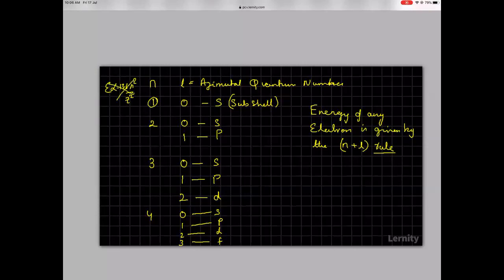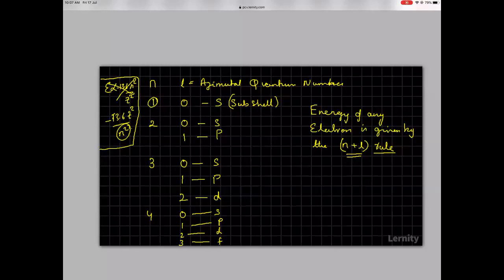Minus 13.6 Z squared by N squared. Okay, minus 13.6 Z squared by N squared. So according to Bohr, energy depended only on the value of N. Forget about the direct or inverse proportionality. But according to the quantum theory, it is not only dependent on N, it depends upon N plus L.